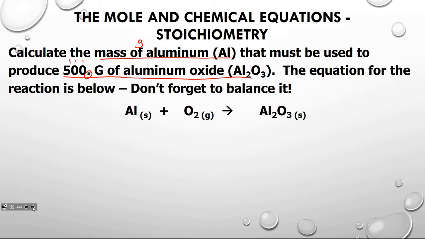And they gave me an equation, but it's not balanced. So the first thing I need to do is balance the equation, because in order to do stoichiometry, I have to have a balanced equation. So what do I need to balance this equation? 4, 3, 2. Sounds like you're counting down. 1, blast off. Okay, we do need that.